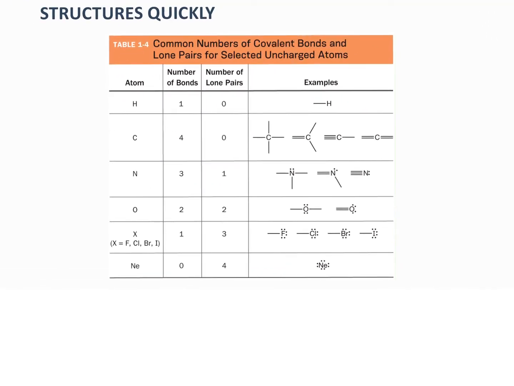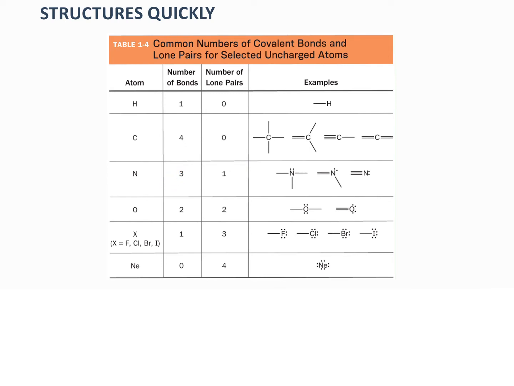Hydrogen's only ever going to form one bond. It's not going to have lone pairs, if it's uncharged. Carbon's going to form 4 bonds, generally not ever going to have any lone pairs if it's uncharged. And those 4 bonds can look like this, this, this, and this, always, as long as there's no charge. That's really, really important. Uncharged atoms.